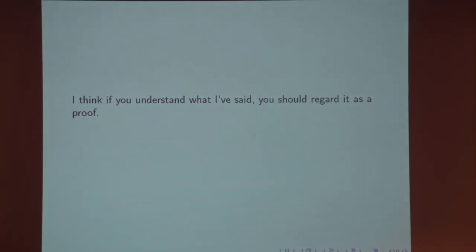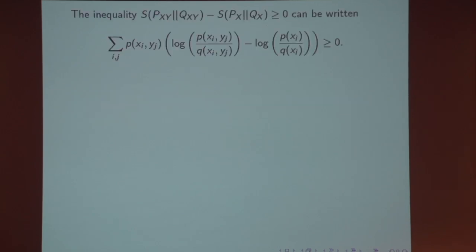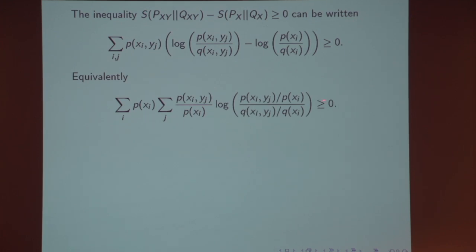Now, I think if you understand what I've said, you should regard it as a proof, but I'll also give a proof in formulas. In formulas, the statement that this relative entropy is bigger than this one amounts to this assertion. And a simple rewrite is given here, where, for example, p of x was added in the numerator and denominator, and the logarithms were combined into one big logarithm.